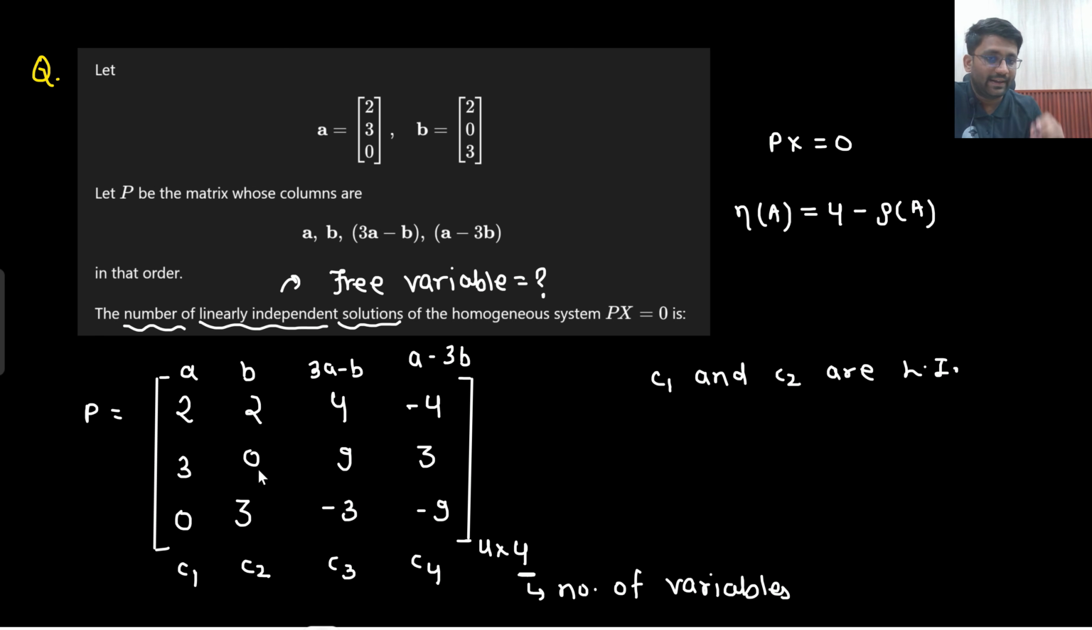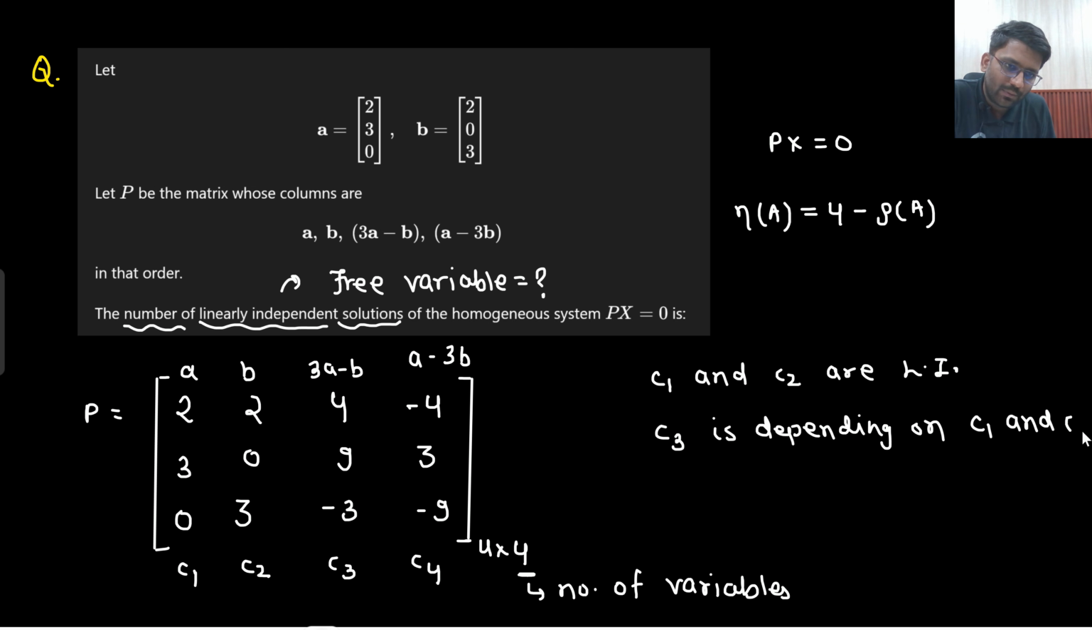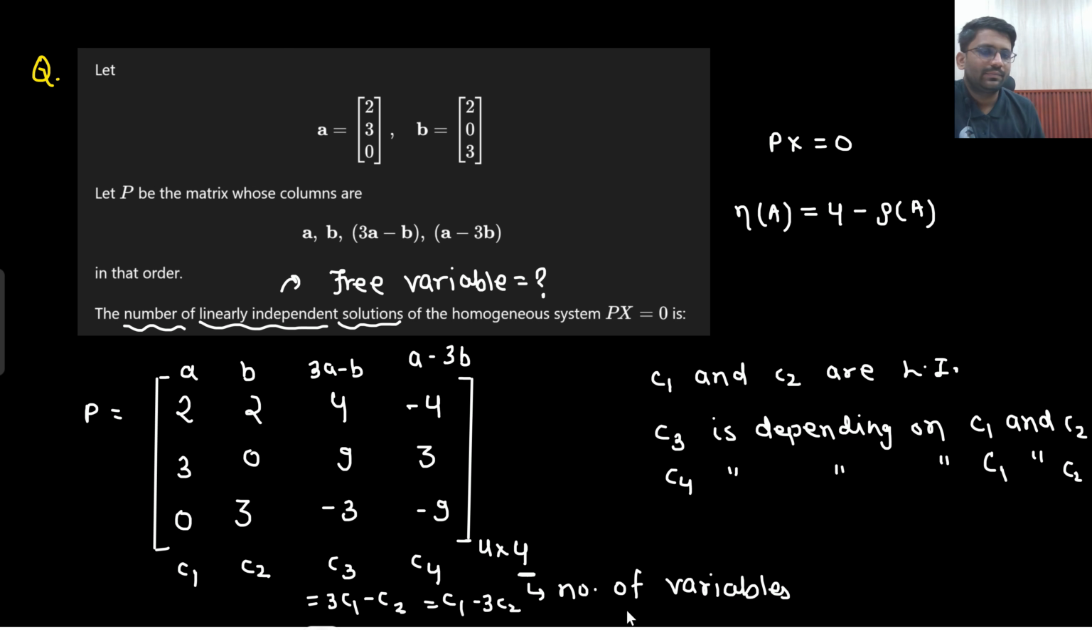No. And can I say column 3 is depending on column 1 and column 2? Because column 3 is nothing but 3A minus B. So column 3 is depending on thrice of column 1 minus column 2. And what is column 4? Column 4 is depending on column 1 and column 2. So what is column 4? Column 4 is nothing but C1 minus 3C2.